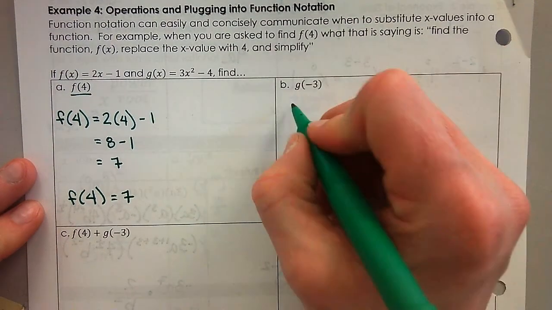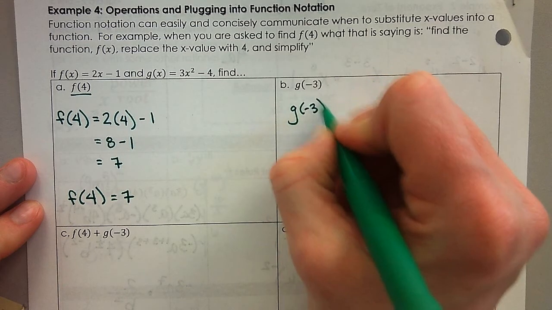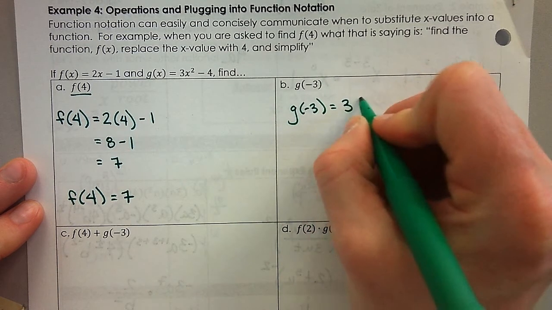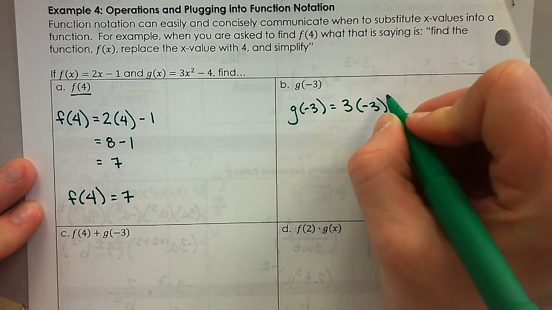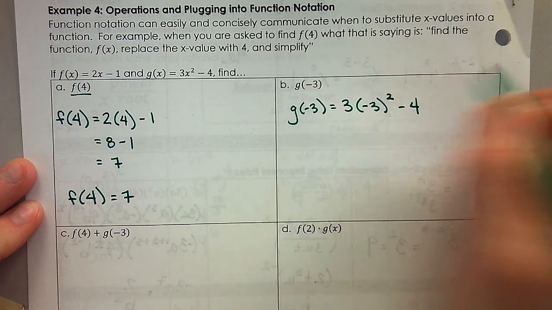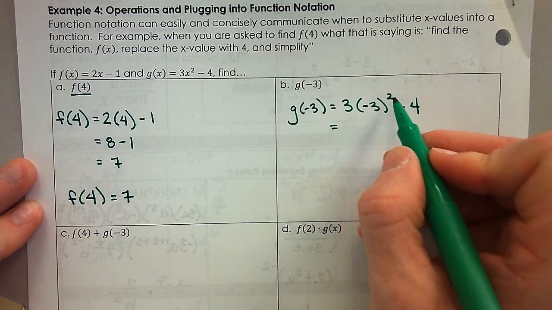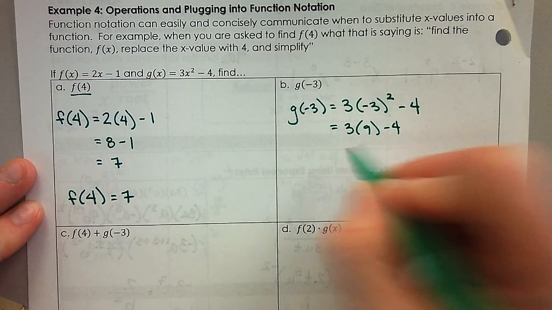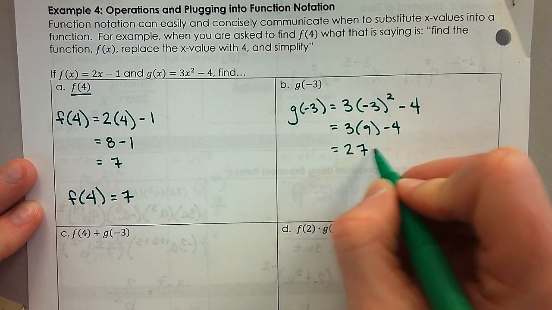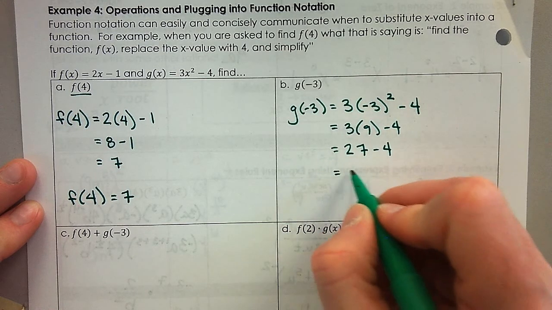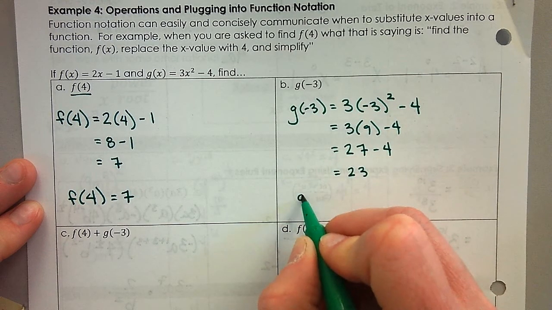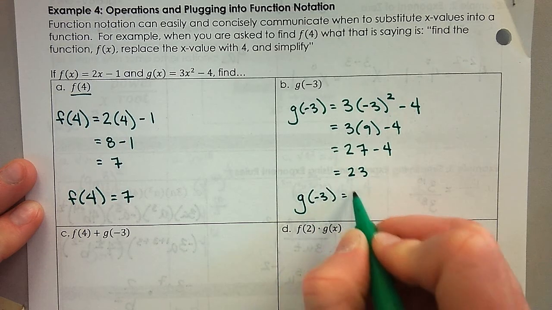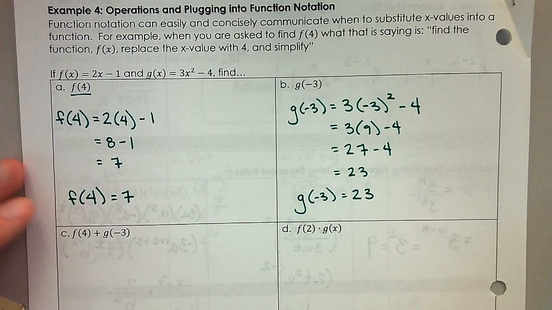G of negative 3. Again, replace the negative 3 with any x value and simplify. Negative 3 squared is 9. 3 times 9 is 27. Minus 4 is 23. So g of negative 3 is 23.